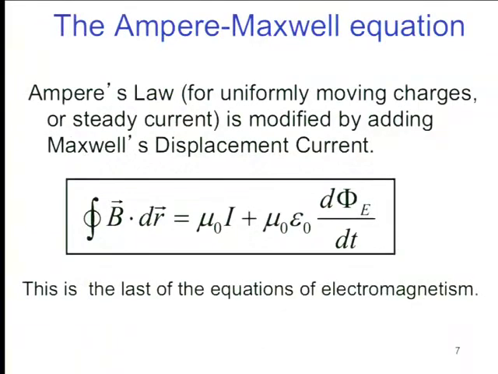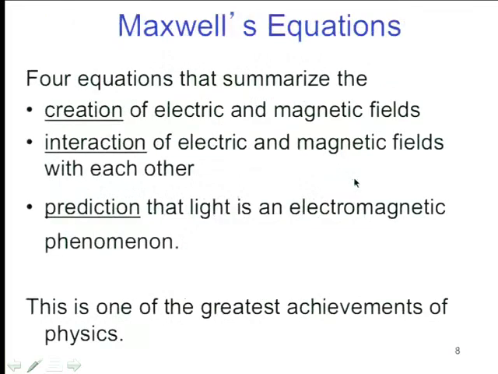So what you do is add to Ampere's law, that the B dot dr is due to mu 0 I, that there's another current flowing, which is the rate of change of the electric flux. And this is the last of the electromagnetic equations. It adds to Ampere's law not only when the current is steady, but when the electric flux is varying. And when you do that, you have the four equations that describe how you create electric and magnetic fields and how they interact with each other. In other words, how B can create E and how E can create B. So those are the complete equations of electricity and magnetism.